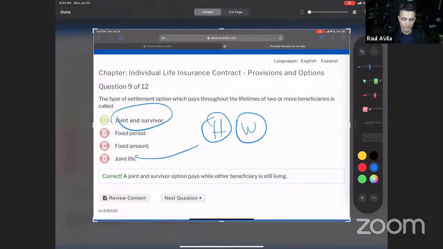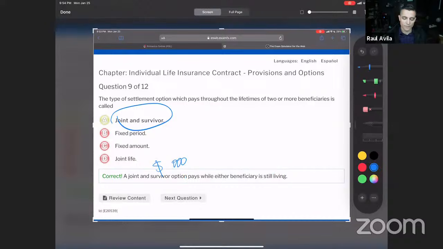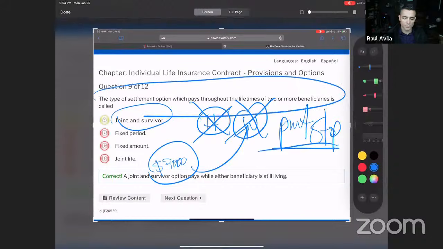On a joint life, let's say it's paying $3,000 a month. When the husband dies, or the other way around, the payments stop. So the wife is going to be without payments. On joint and survivor, right? So let's erase this. So joint and survivor, here's husband, here's wife. If the husband dies, the $3,000 still keeps going to the wife, and then when the wife dies, the payments stop. Okay, and that's what the question is asking right here.